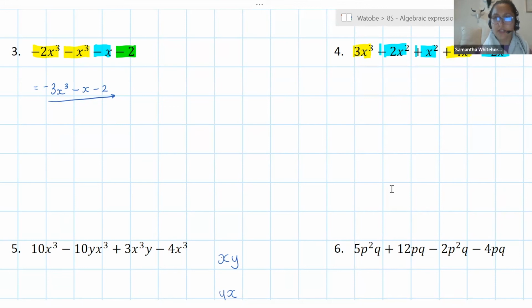All right, if you are struggling, I'm going to put down the answer for question 4 here, just so that you can have a look and see what's happening, and hopefully that'll help you with question 5 and question 6. So I've highlighted my like terms. So I've got 3x cubed plus 4x cubed, which gives me a positive 7x cubed.